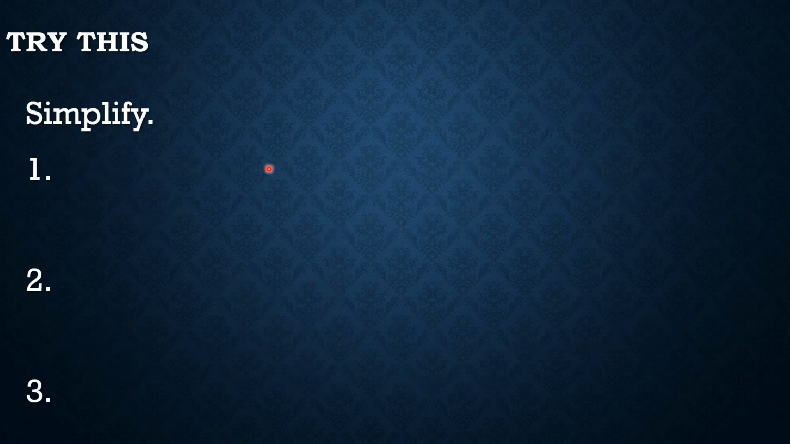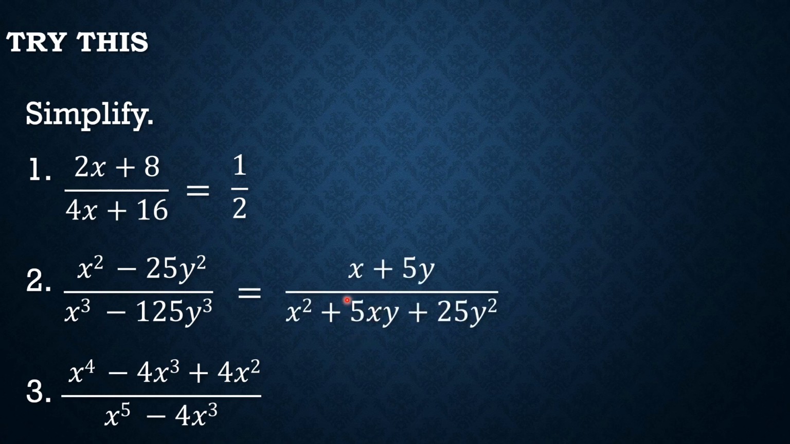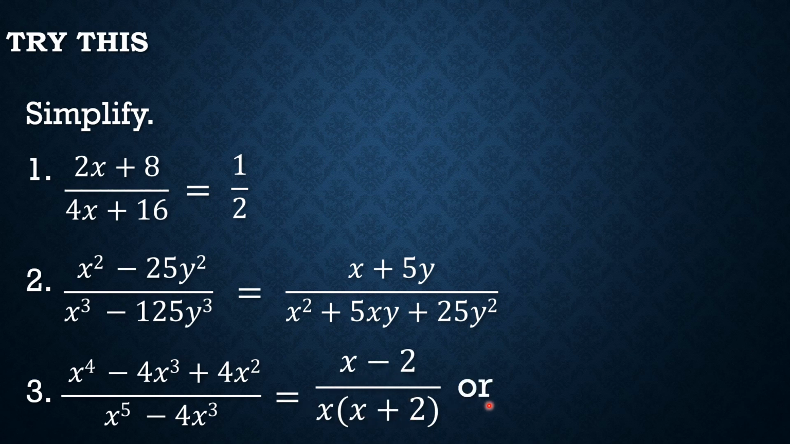I want you to write these examples on your own. After a few minutes, you can go back to this slide and see if you got the correct answer. So for number 1, the answer is 1/2. For number 2, we have x plus 5y all over x squared plus 5xy plus 25y squared. Then for number 3, we have x minus 2 all over x times x plus 2, or simplify mo pa, x minus 2 all over x squared plus 2x.